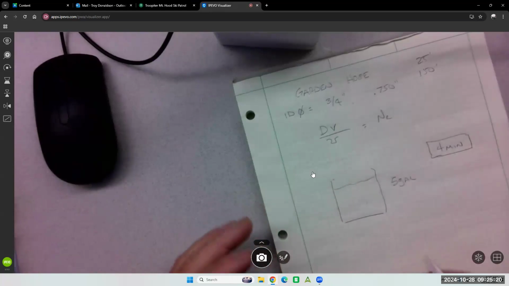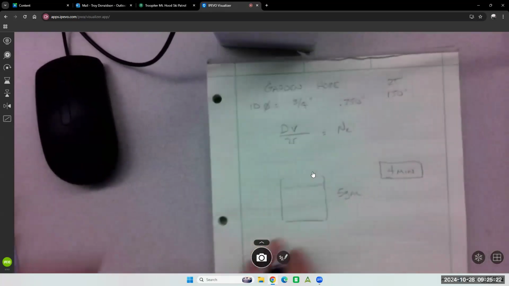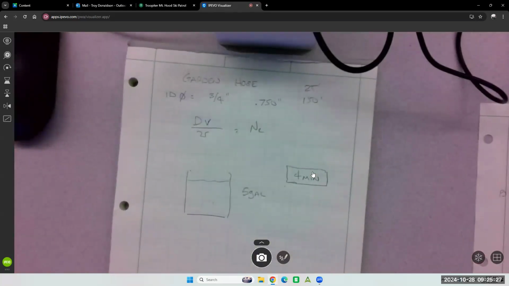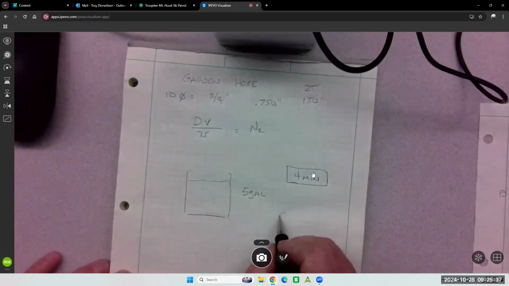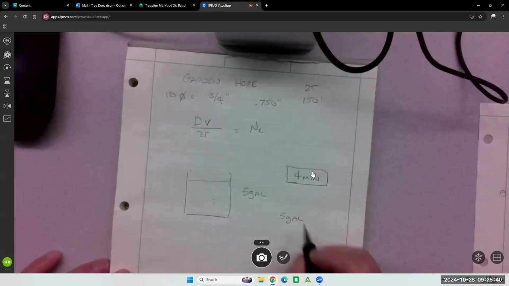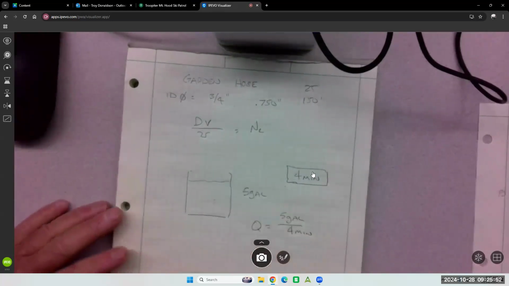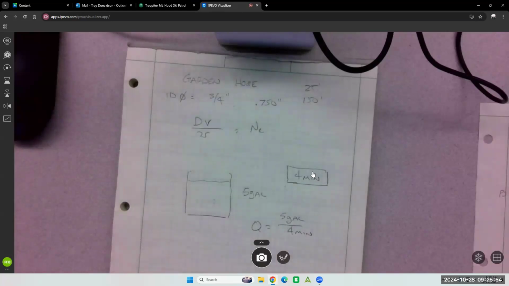So this is the other concept that I want you to get your head around, what's called flow rate. Flow rate deals with a volume per unit time. So if we can fill 5 gallons in 4 minutes, I can write it that way, and that gives me a gallon per minute. That gives me a flow. Flow is called Q. And Q is super handy.